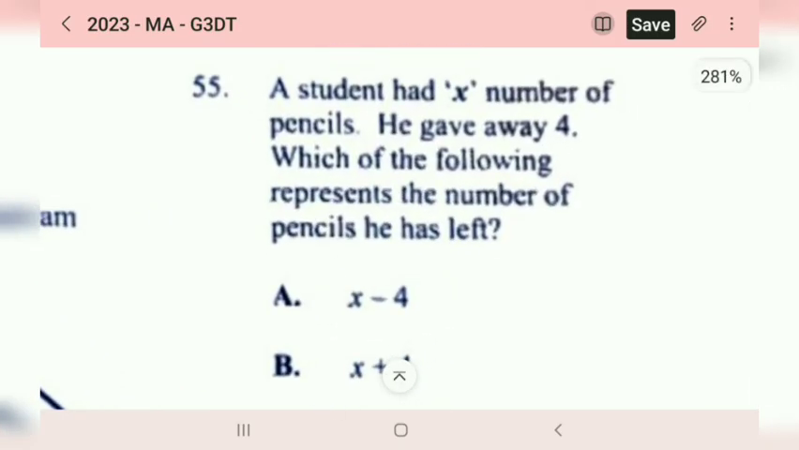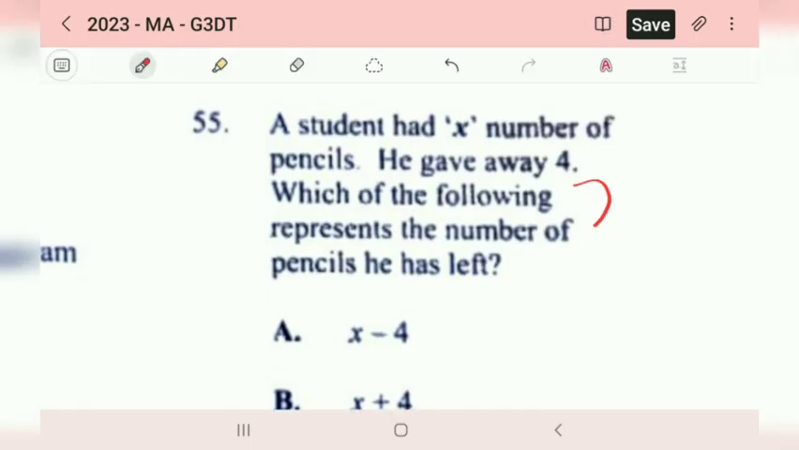55. A student had X number of pencils. He gave away 4. Write down X, and he gave away 4. Which of the following represents the number of pencils he has left? So it's going to be X minus 4. Just that we don't know how many the X represents. But when he gives away 4, whatever is left will be what he has left. Moving on to 56.